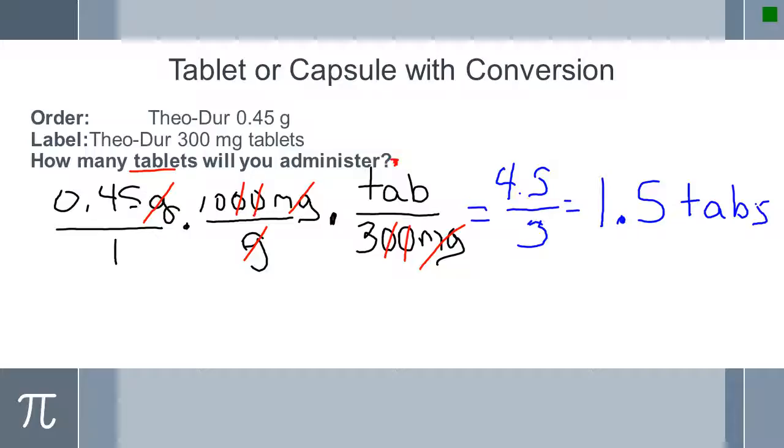So when I do my math, I can also take out my zeros to make it easier. I've got 2 zeros on the bottom, 2 on the top. So then all I have to do is multiply my 0.45 times 10, which is going to give me 4.5. And then on the bottom, all I have is 3. So now I'm going to take my 4.5 and divide that by 3. And so I'm getting 1.5. Now, like I said a while ago, we can give a half a tablet as long as the tablet is scored. So assuming that this is scored, then I would be able to give 1.5 tabs.